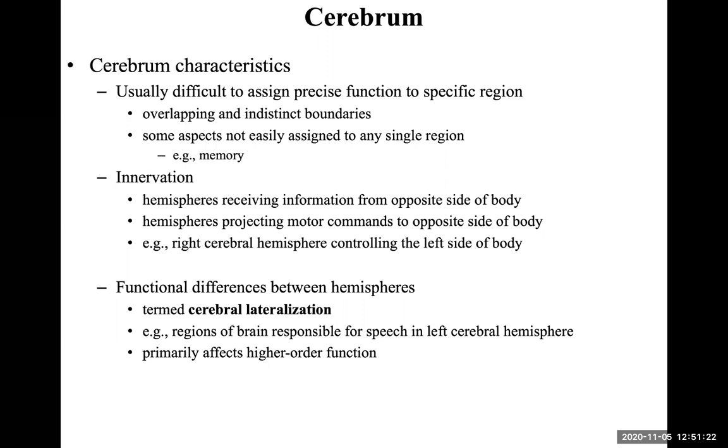When it comes to innervation, the left hemisphere controls the right side of the body. The right hemisphere controls the left side of the body. That's because there is a crossing over that takes place as nerves leave each area. The cranial nerves that leave the left side of the brain cross over and innervate structures on the right side of the body, and vice versa.